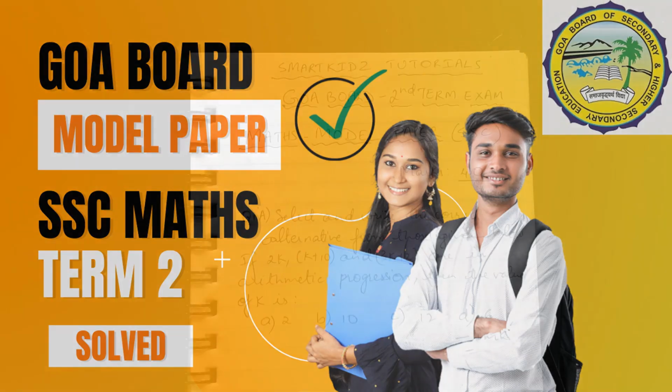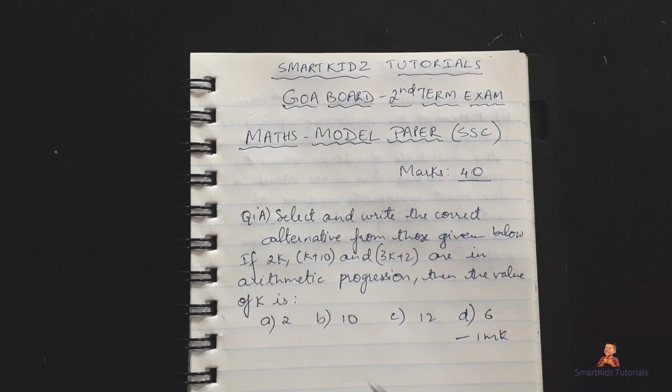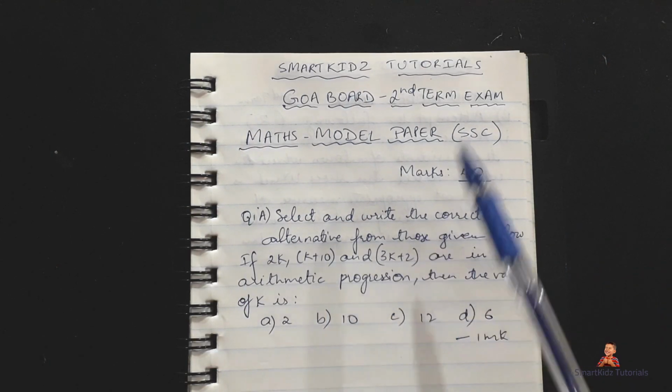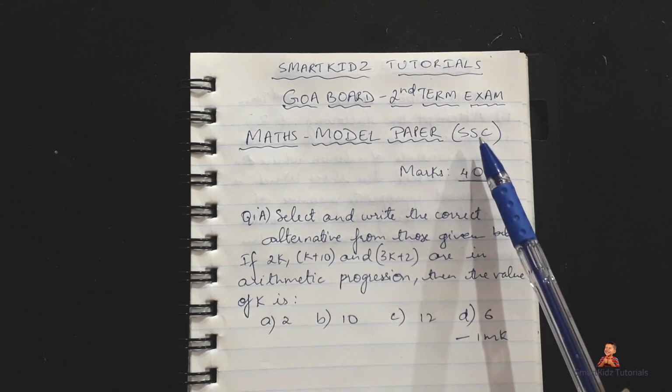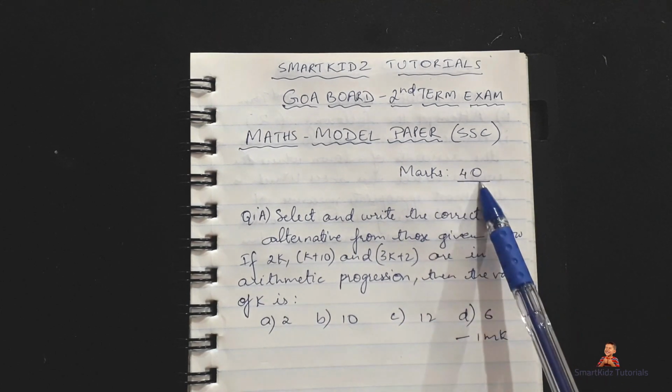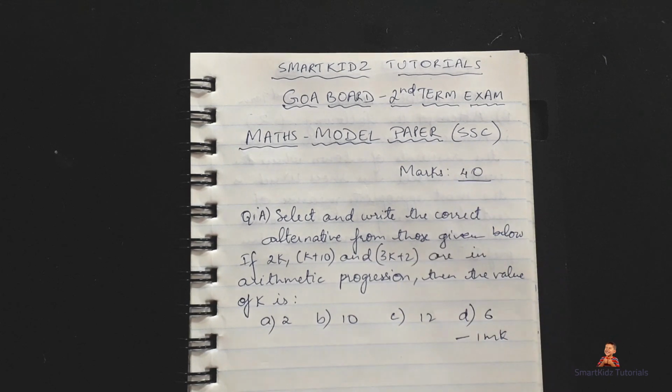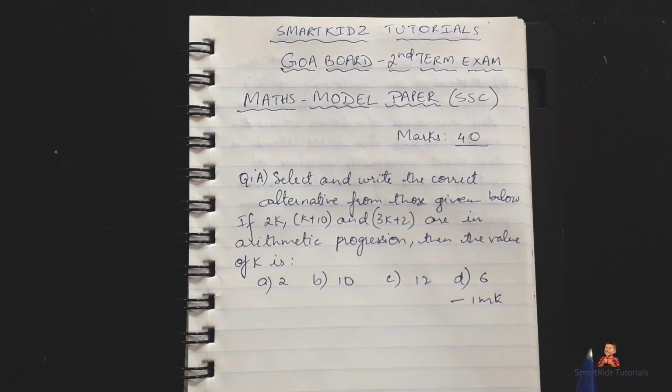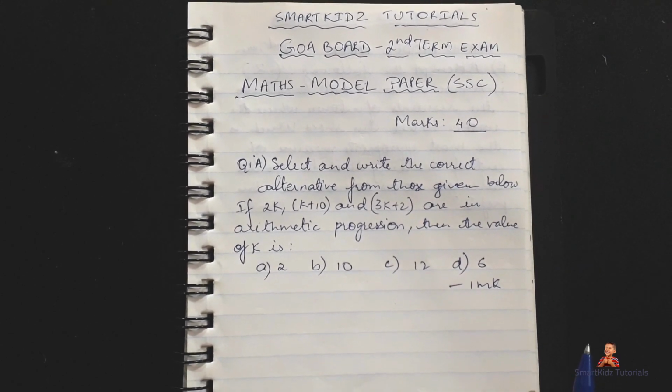In this video we'll be solving a model paper of the maths paper coming for the second term of the SSC exam in 2022. The marks are 40 for it. It is a 1.5 hour paper. So let's solve this paper question by question.